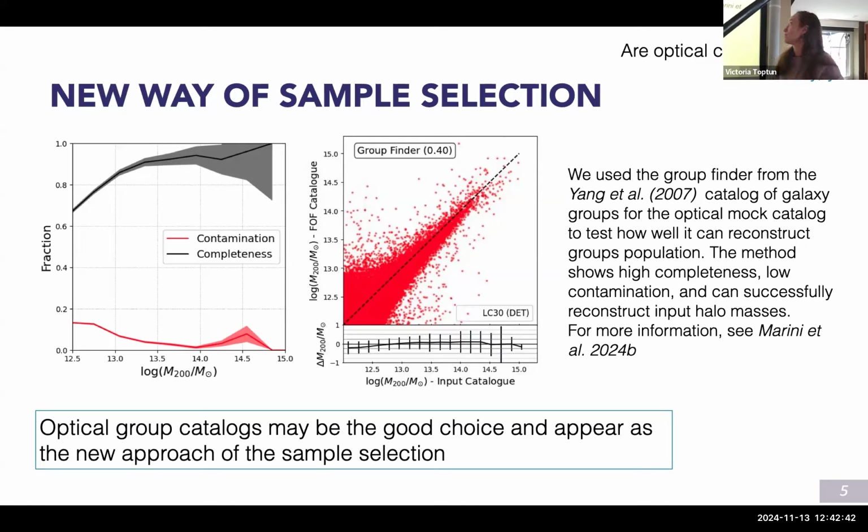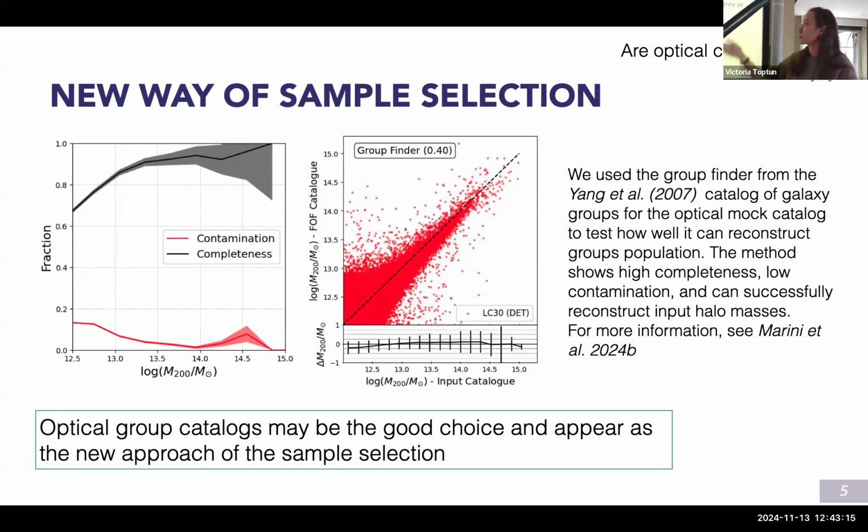And so then we did some tests. We took several popular group finders that were used for SDSS and GAMA, and used the procedures that people used for generating these optical catalogs on our mock optical catalog. And here, the main advantage is that we know the halo masses from simulations, and we can compare the properties of these halos that we have in simulations directly with properties that we can reproduce by optical selection.